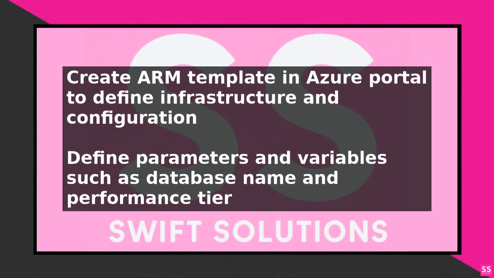Deploying an ARM template for Azure SQL performance tuning is a straightforward process that can significantly improve the performance of your Azure SQL database. To start, you need to create an ARM template, which is a JSON file that defines the infrastructure and configuration of your Azure resources.